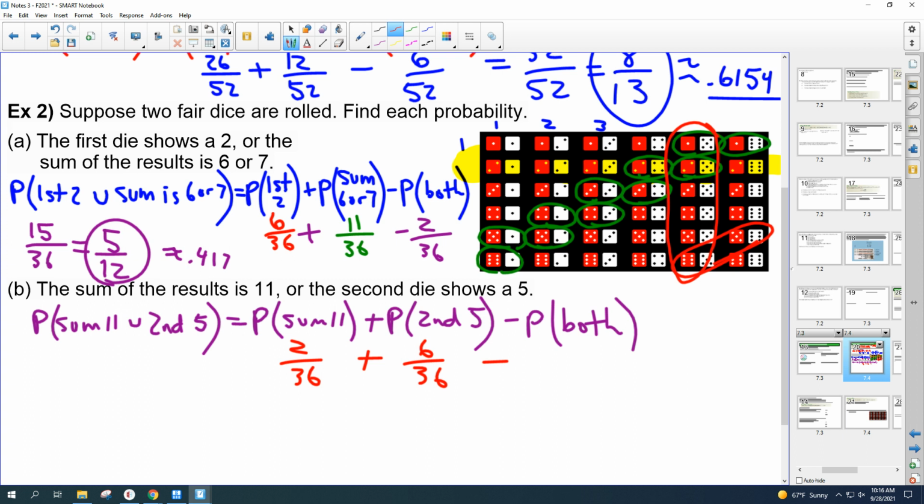And then you have to subtract off anything that you've counted twice. How many results are in both of those circles? Just 1. So the probability of both of those things happening is 1 out of 36. 2 plus 6 is 8, minus 1, you get 7/36. Can't reduce. That's about 0.194.